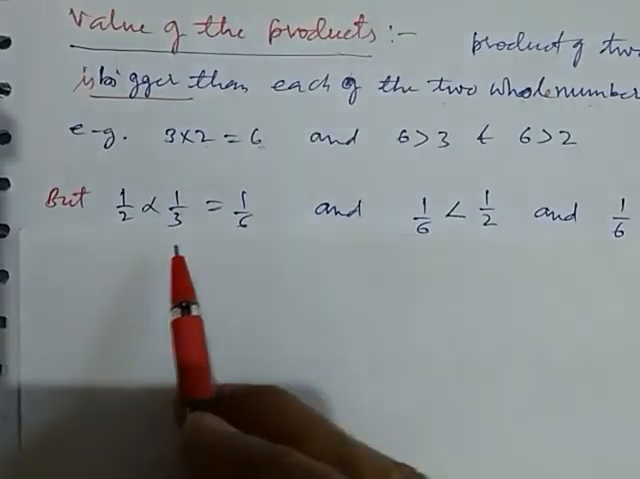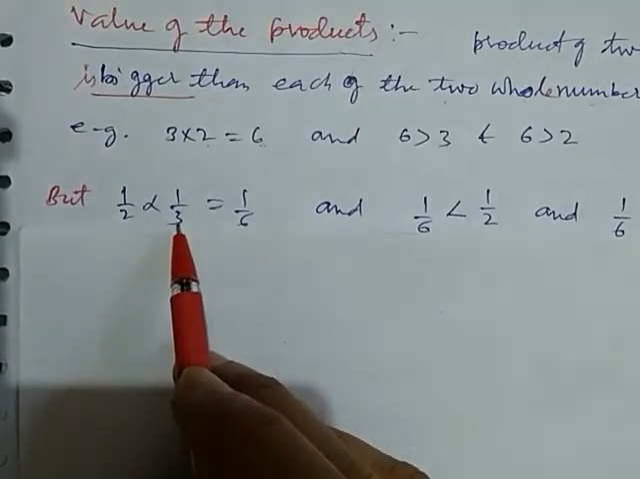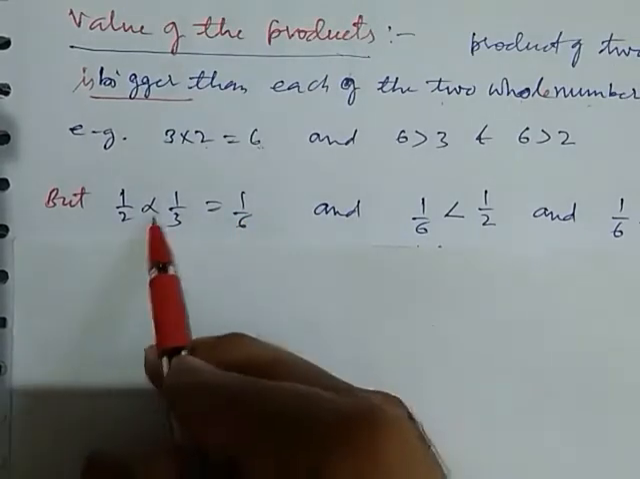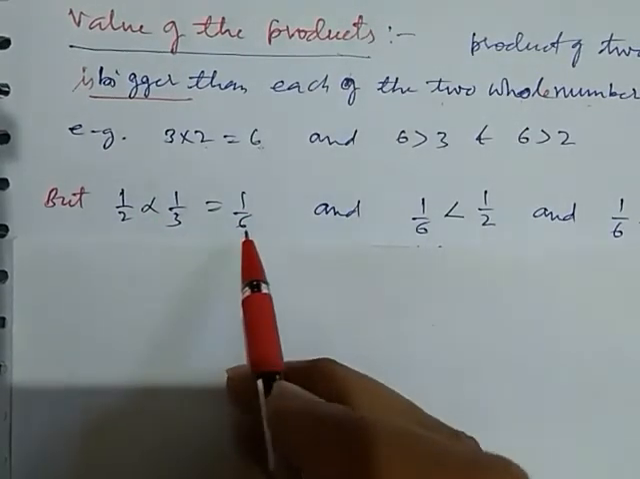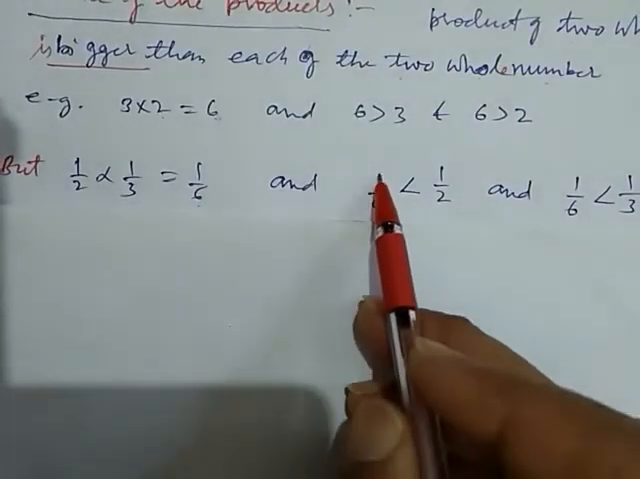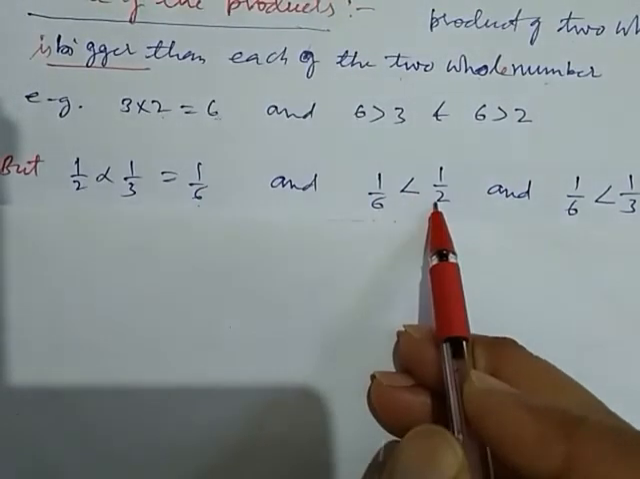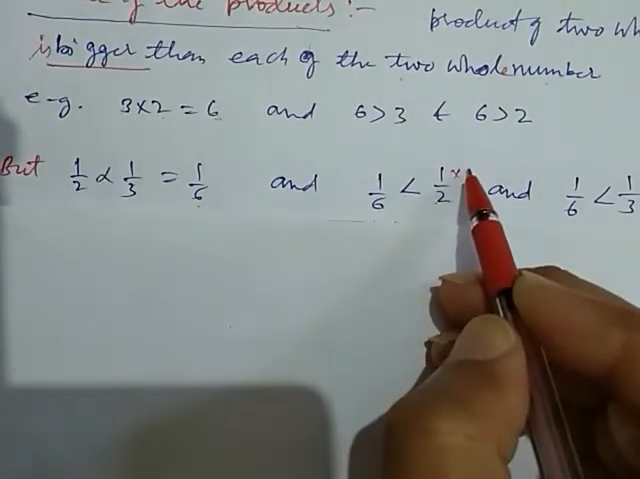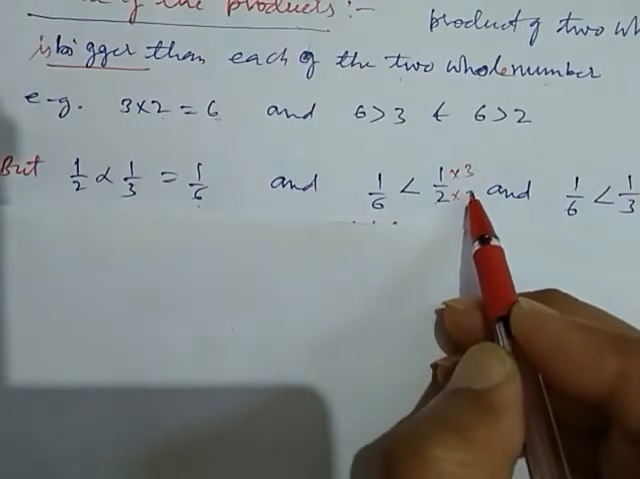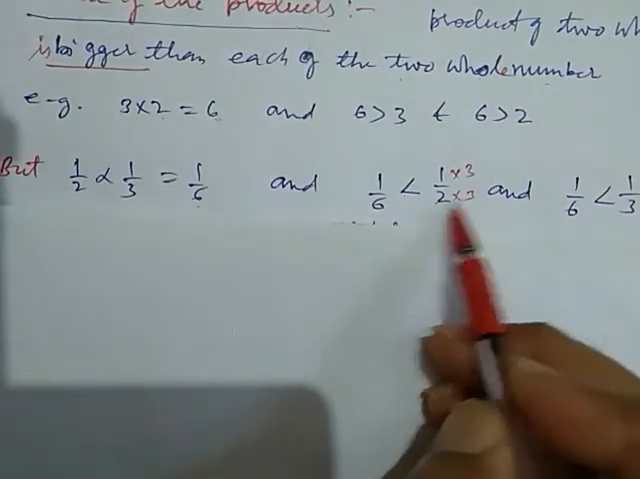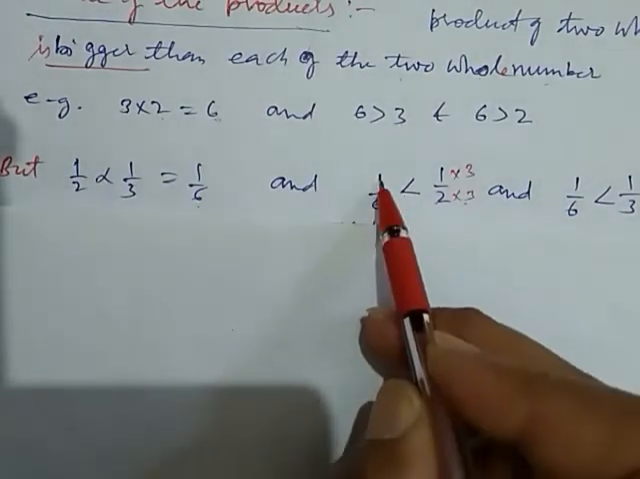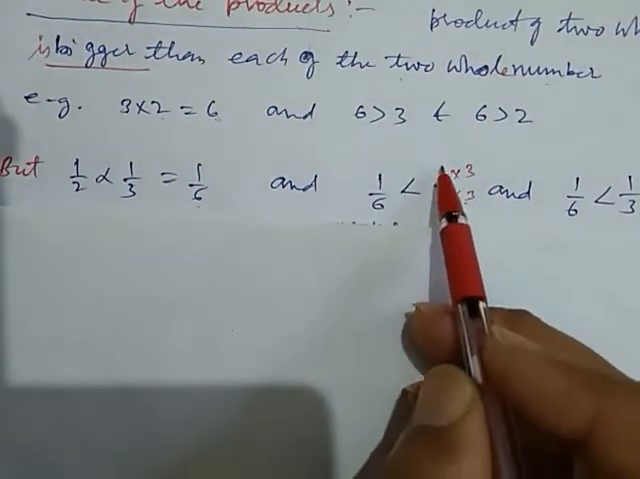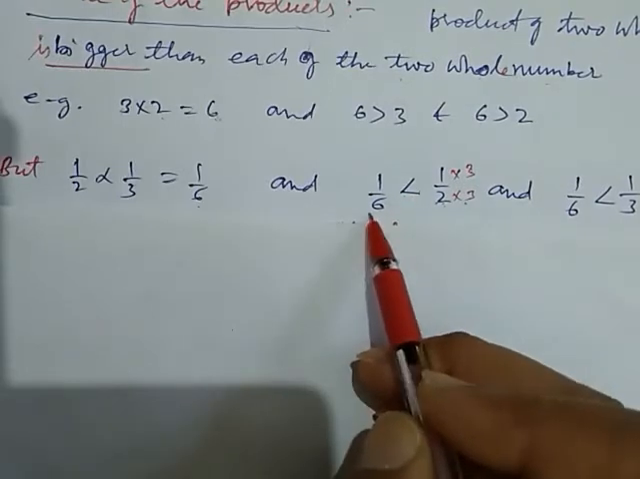But when we consider fractions, there is a difference. 1 by 2 into 1 by 3 means 1 by 6. But we clearly see here 1 by 6 is lesser than 1 by 2. Okay, how? If we convert this into an equivalent fraction, this becomes 6 and this becomes 3. But here 1, here 3. So this is bigger. Means half is greater than 1 by 6.